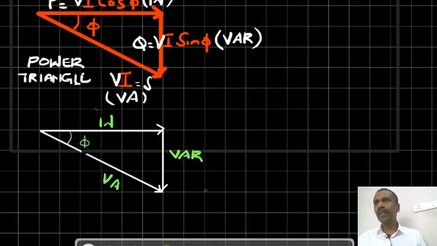This is also the power triangle represented in the simplest form using the units. We know this hypotenuse is apparent power. Its unit is volt-amperes. The other two sides are active power, its unit is watts, and reactive power, its unit is volt-ampere reactive. But usually in the power system we deal with high powers. So this can be represented as kilowatts, this is kilovolt amperes, and this is kilovolt ampere reactive. So this is our power triangle in the simplest form.